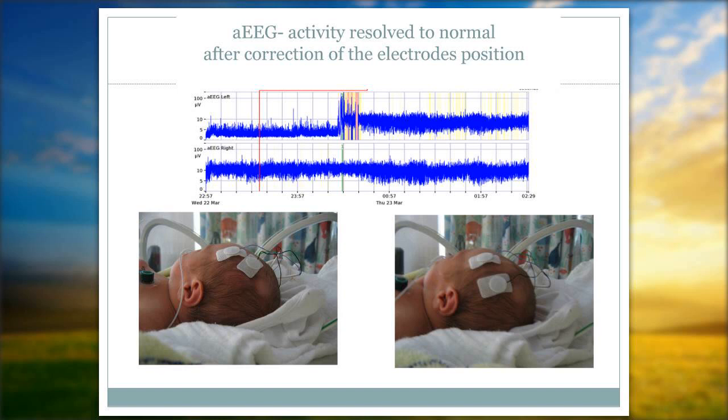So anytime you see a unilateral suppression that has never been there before, and you don't think there's any other kind of medical reason for seeing it, sometimes just going in and checking the electrodes, pulling them apart and putting that distance back between them, might actually resolve the issue.